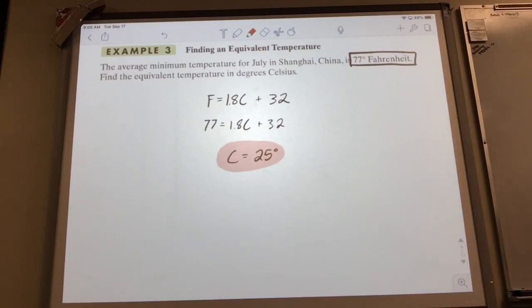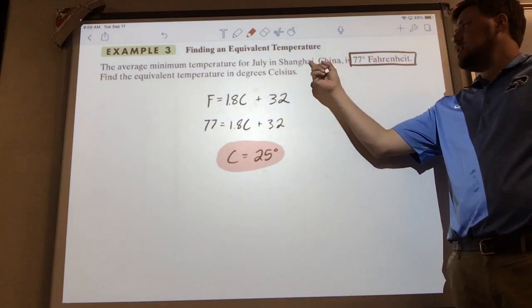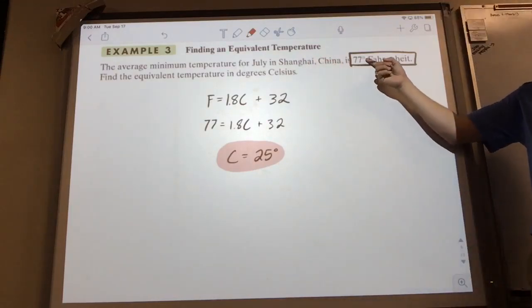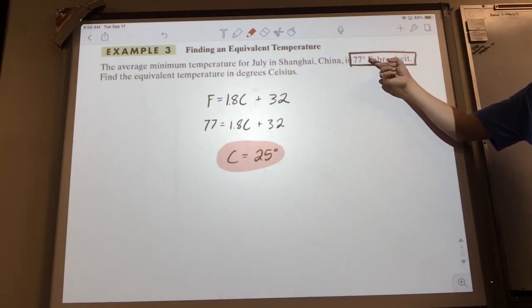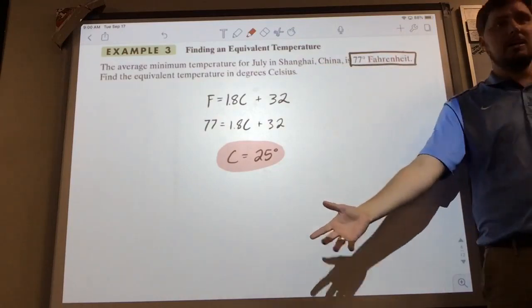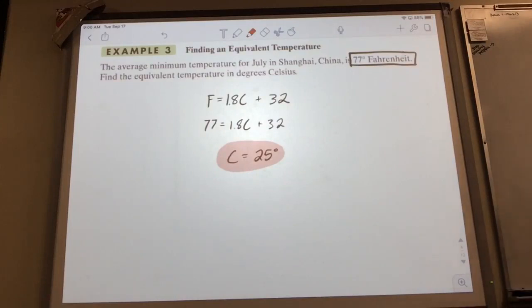Okay? If the temperature in Shanghai is 77, that means people have to be able to live in it. So if you get a negative temperature, like a really negative temperature, or you get a really big temperature, you did something wrong, right? Think about your answer. Don't just answer it. Okay? It's not just a number anymore. It's an answer.